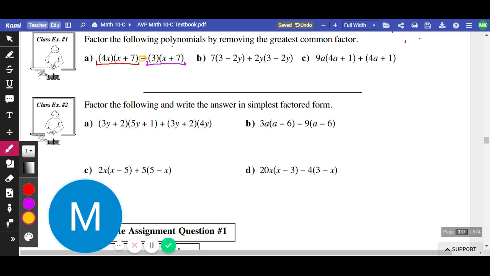If I said remove a greatest common factor from the purple side and from the red side, is there something they both have in common? When you look at the red term and the purple term, they both share a positive 7. In fact, they both share an x plus 7. See how those are both the same thing? That means I could take a GCF of x plus 7 away from the red side and from the purple side.